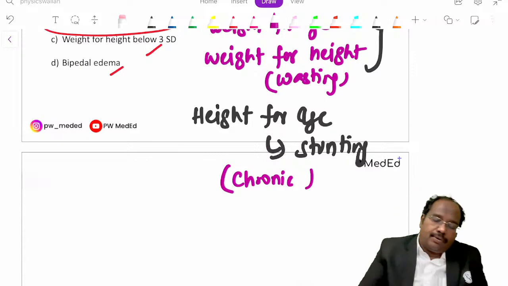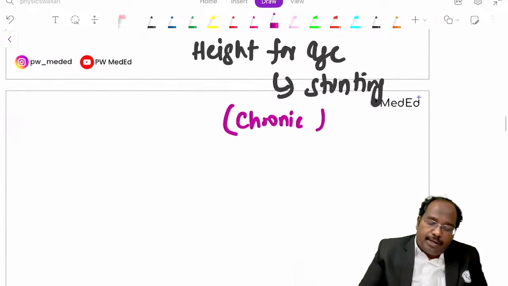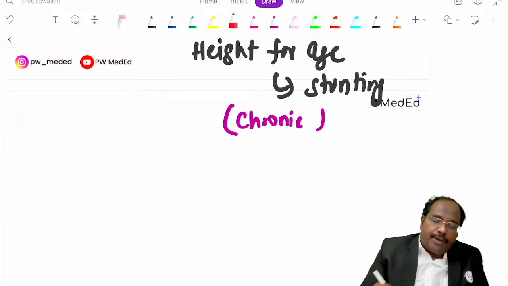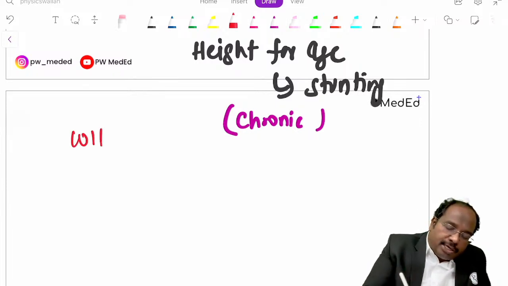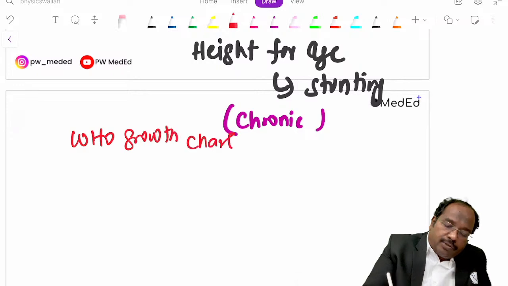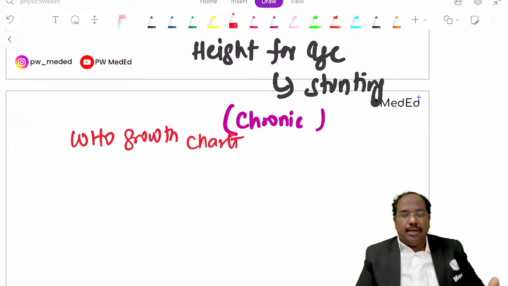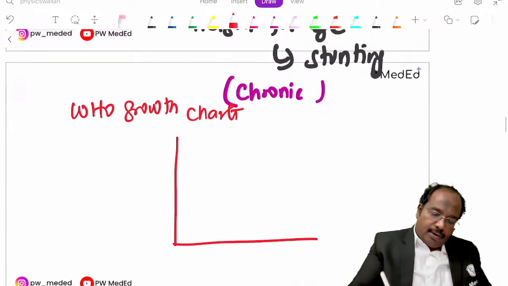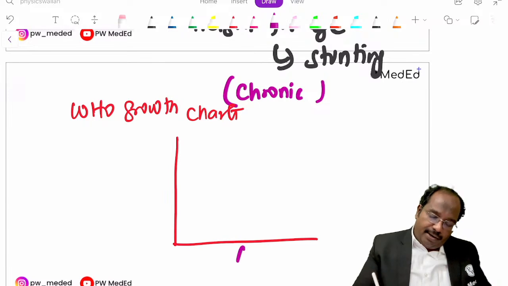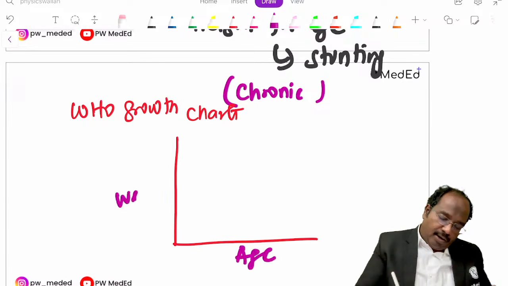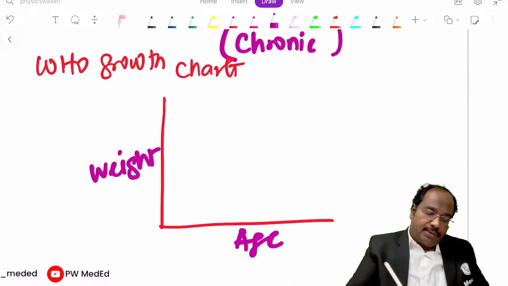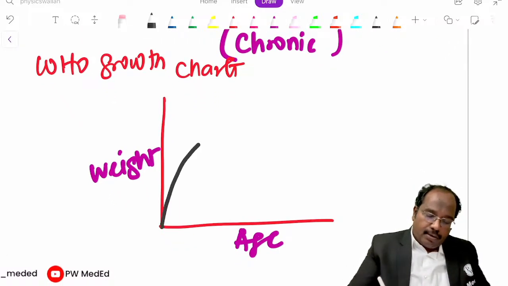Now, in the growth chart, what are we going to use? We use the WHO growth charts in Anganwadi. It is plotted between age and weight. WHO growth charts. Look here.